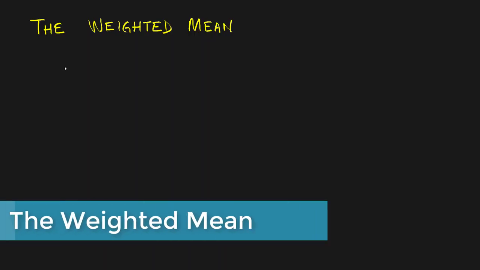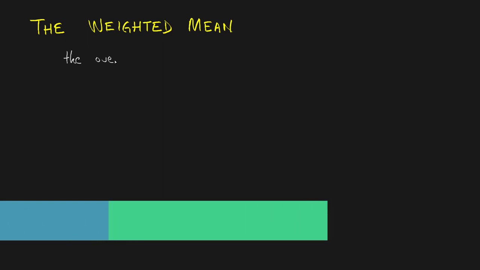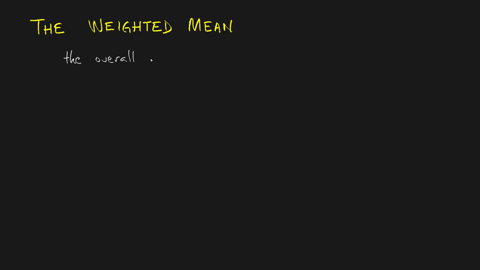The weighted mean comes into play when you're combining groups. The weighted mean gives you the overall average for these groups. So the overall average for combined groups.